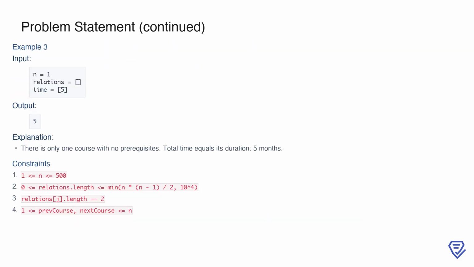Now let's look at another example with 5 courses. Here, Course 5 depends on Courses 1, 2, 3, and 4, while Course 4 itself depends on Course 3. The durations are 1, 2, 3, 4, and 5 months respectively. Courses 1, 2, and 3 can be completed in parallel, so their total prerequisite time is the maximum of their durations, which is 3 months. Course 4 can only begin after Course 3 and takes an additional 4 months, making the total time for Course 4 equal to 7 months. Finally, Course 5 can only begin after all its prerequisites are completed, which takes 7 months. Adding the 5 months required for Course 5 brings the total time to 12 months.